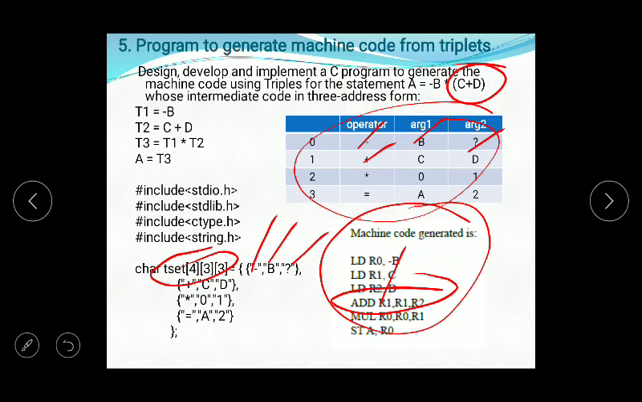After that, multiplication with R0, that is minus of B, and R1 contains C plus D. So multiply R0, R1 and finally store. So the result must be stored in A. That's why store A comma R0. This is the machine code with respect to this example.